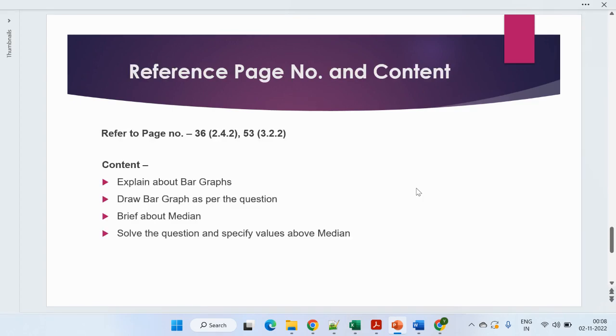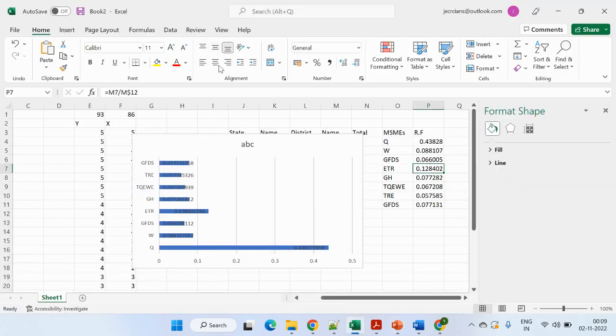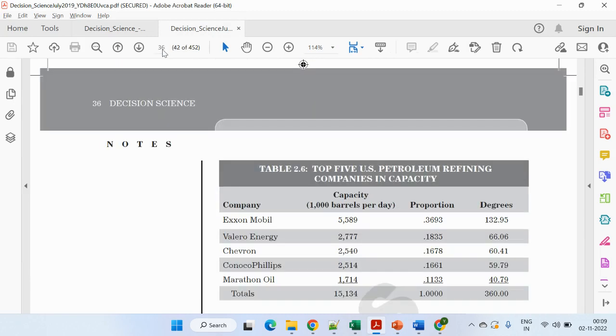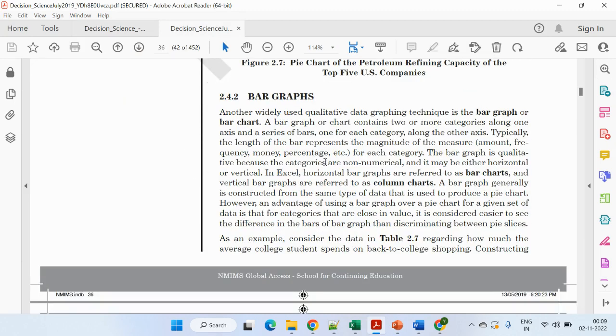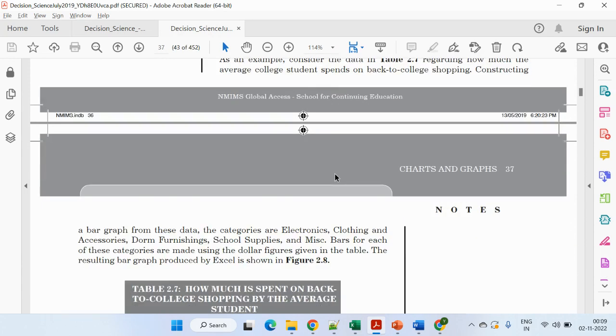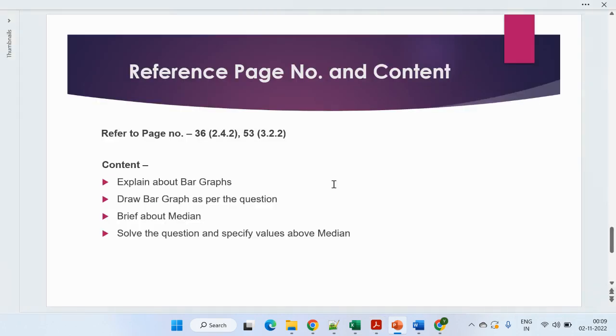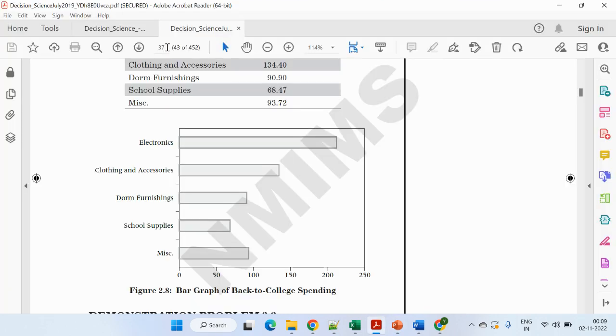above the median value. So for this question, you need to explain about the bar graphs because this is being asked in the question. So going to page number 36, it's bar graphs. Just give a brief of what a bar graph is. It's having two categories, what is the x-axis, what is the y-axis. Just give a brief overview about this. No need to explain any example because it's 500 words and we already have so much content to be written in this question. And the second part comes about the brief about the median, right?